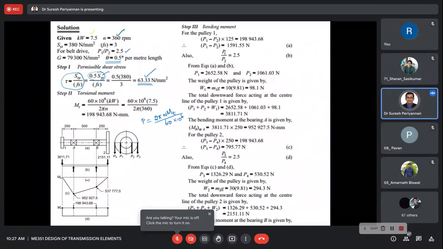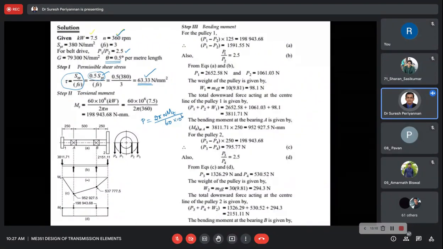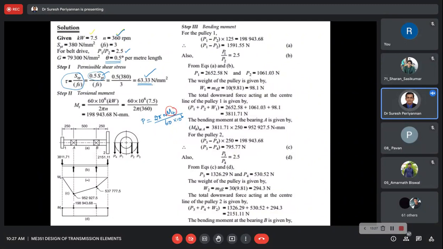In terms of Newton mm, if you put 10 power 3, it will be kilowatt. If you put 10 power 3, it will be Newton meter. Now I would like to find out in terms of Newton millimeter, hence 60 into 10 power 6. From these relations, we are able to find out the torsional moment. Now the torsional moment Mt is equal to 198,943.668 Newton millimeter.